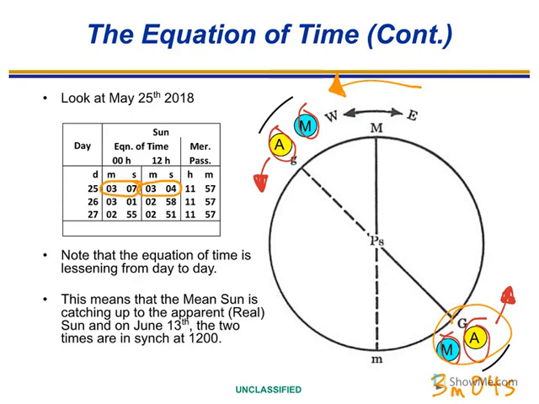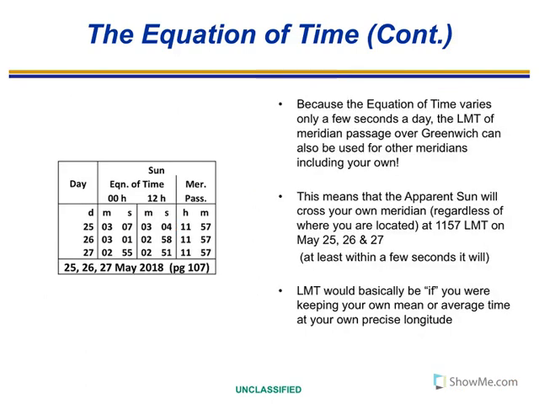And then if we look at the international dateline over here, that difference is 3 minutes and 7 seconds. So what that shows here is that the mean sun is actually slowly catching up to the apparent sun. The good news is that the equation of time only varies a few seconds every day. As we saw in the last example for 25 May, the difference from when it passed the international dateline to when it passed Greenwich was only a few seconds.